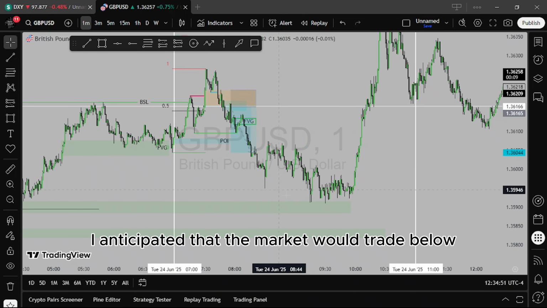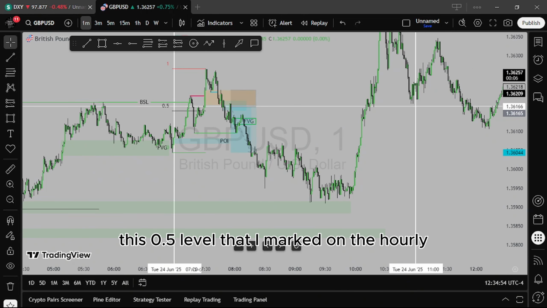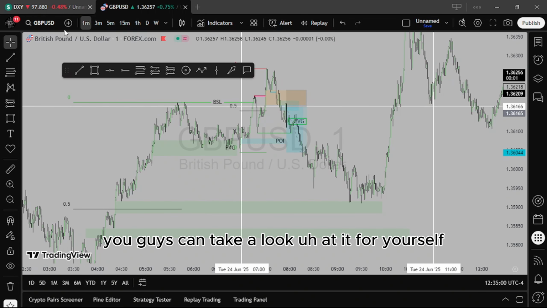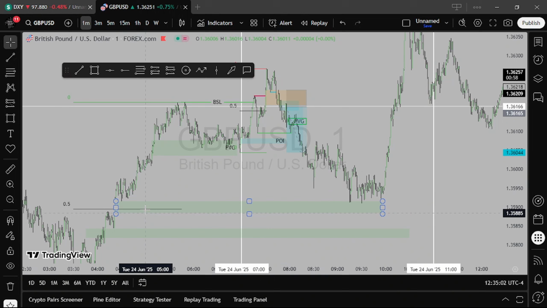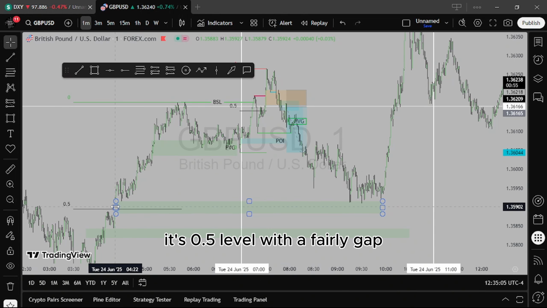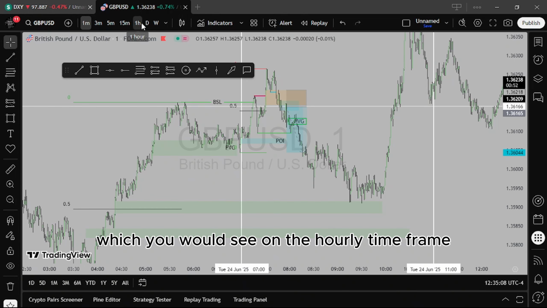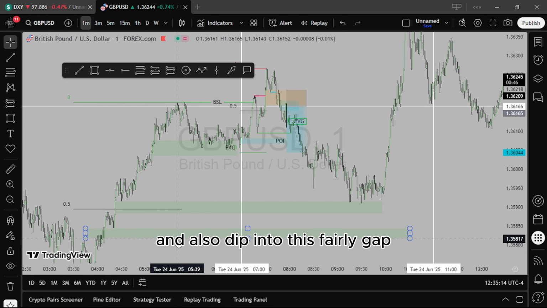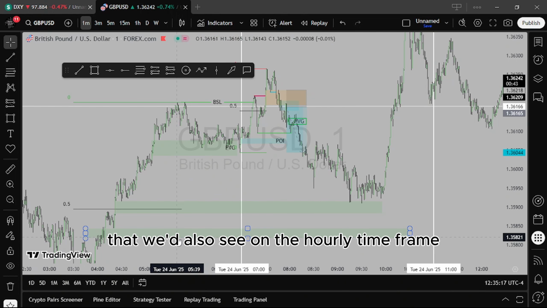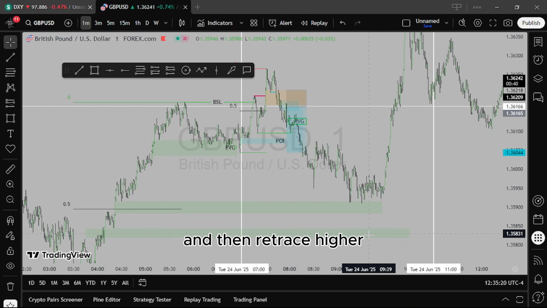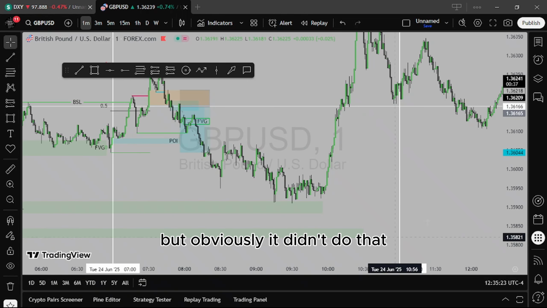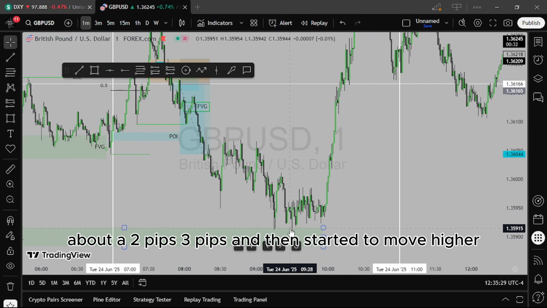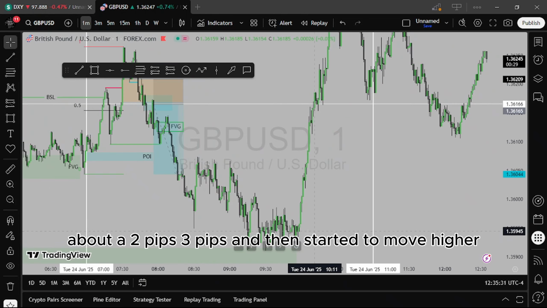I anticipated that the market would trade below this 0.5 level that I marked on the hourly time frame. Remember, this is GBP USD, and you guys can take a look at it for yourself. There was a 0.5 level with a fair value gap on the hourly time frame. I honestly thought it would dip below and also dip into this fair value gap, which you would also see on the hourly time frame, and then retrace higher, but obviously it didn't do that. It just dipped into this fair value gap by about 2 or 3 pips and then started to move higher.